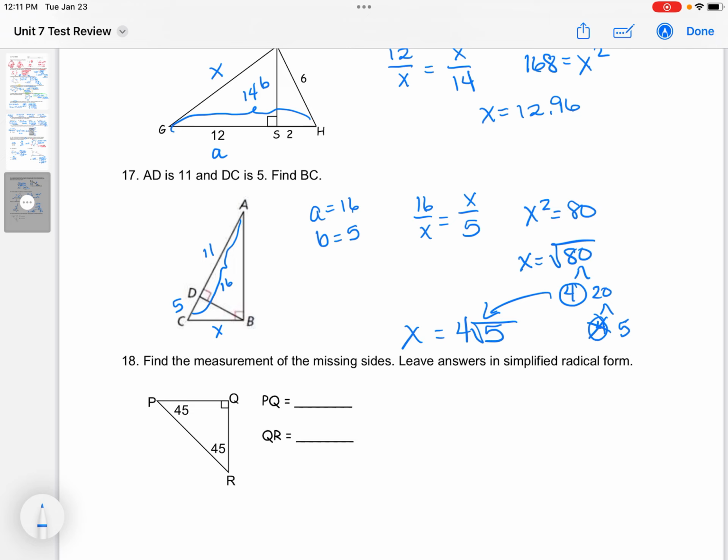All right, last one. I'm trying to go fast. Missing sides. Okay, 45. Oh, but there's not any number anywhere. So I don't know what I'm supposed to do. Lucky you, we're not going to do 18. I mean, I guess I can make up a number, but I have no idea what it was they were trying to get you to figure out. All I know is these are going to be the same.